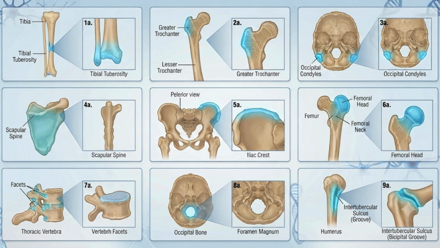A process is a projection from a bone. Processes commonly serve as attachment sites for muscles and ligaments. A tuberosity is a large, usually roughened projection that commonly provides attachment for muscles or ligaments. The tibial tuberosity is a familiar example. A trochanter is a large projection found specifically on the femur. The two major examples are the greater and lesser trochanter.